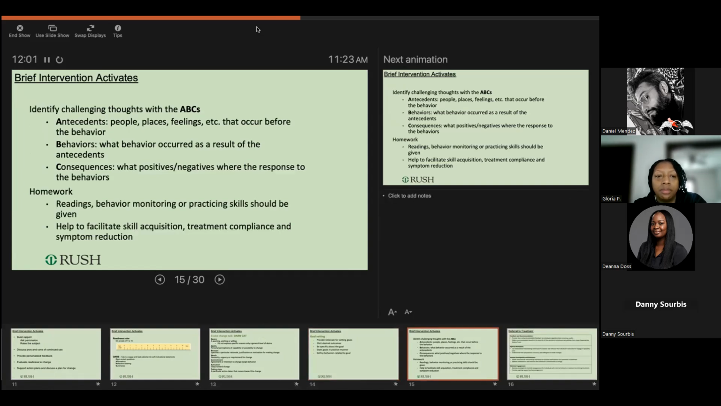We also have the ABCs, so the antecedents, the behaviors, and the consequences. Antecedents are people, places, feelings, etc., that occur before the behavior. Behaviors are what behaviors occurred as a result of the antecedents. And consequences are what positive attitudes were the response to the behavior. And then in most cases you will end with homework. So readings, behavior monitoring, or practicing skills should be given to help facilitate skill acquisition, treatment compliance, and symptom reduction.